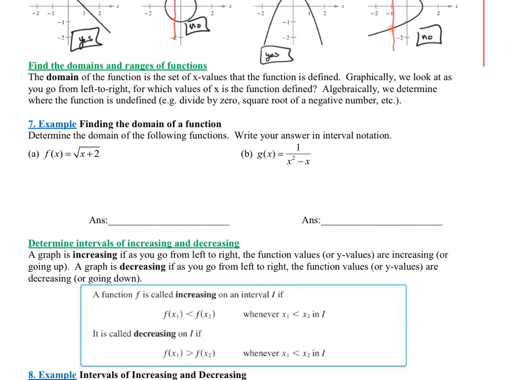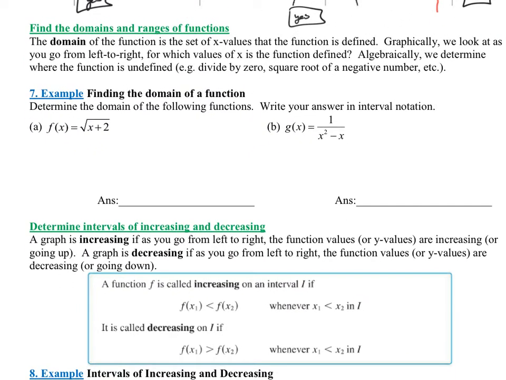So it says the domain of a function is the set of x values for which the function is defined. Graphically, we look at this as you go from left to right, for which values of x is it defined. Algebraically, we determine where the function is undefined. Example, dividing by 0, square roots of negative numbers, etc. So example 7, determine the domain of the following functions and write your answers in interval notation.